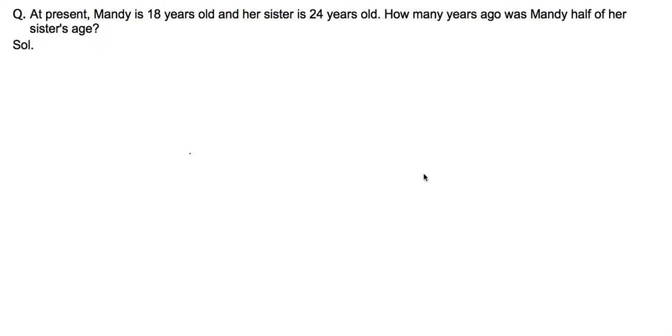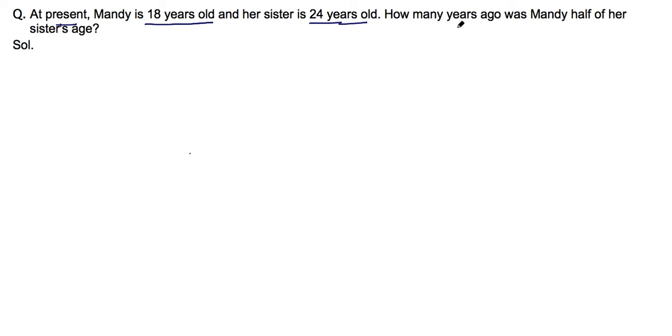At first, Mandy is 18 years old and her sister is 24 years old. How many years ago was Mandy half of her sister's age? Okay, so at present means right now. In the present, Mandy is 18 years old, and her sister is how old? She is elder to her, right? We can see that she is 24 years old.